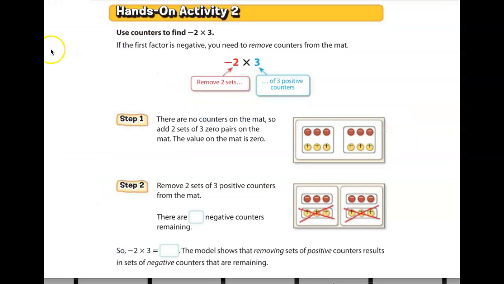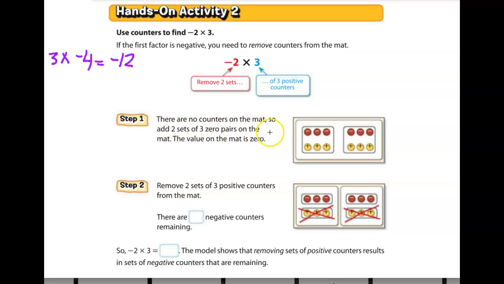So in the previous activity, we noticed that a positive 3 times a -4 had a negative product of -12. So let's look at this next example. If we have -2 groups of 3, so that -2 means we were removing 2 sets of 3, what is our product going to be?